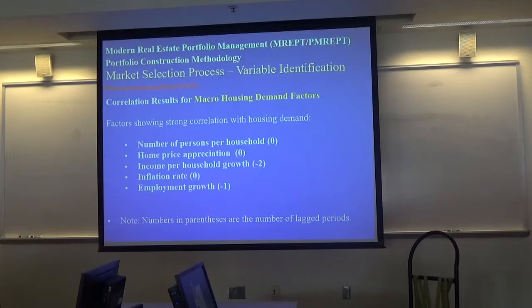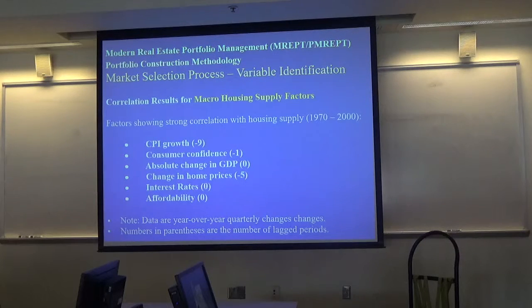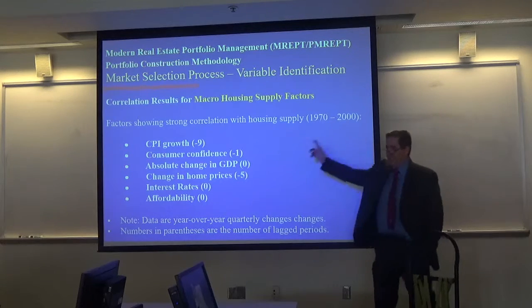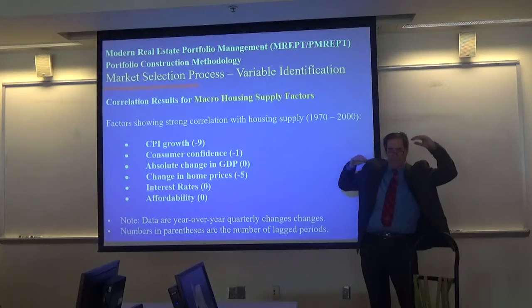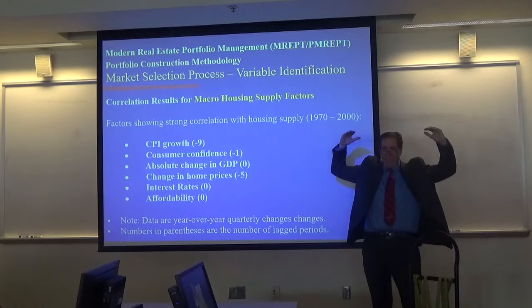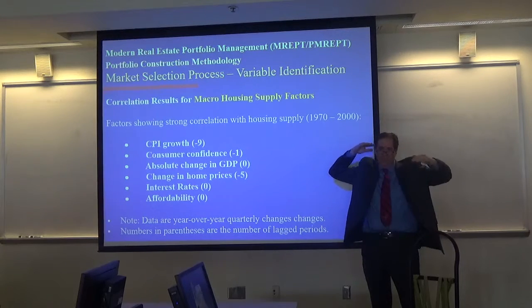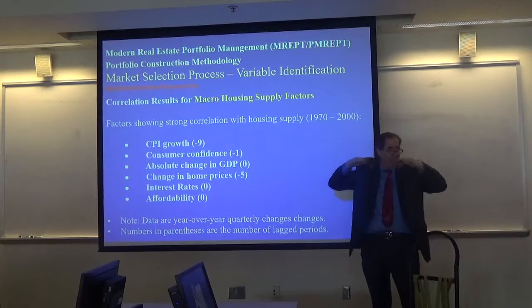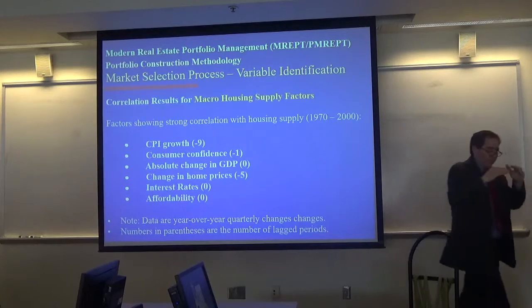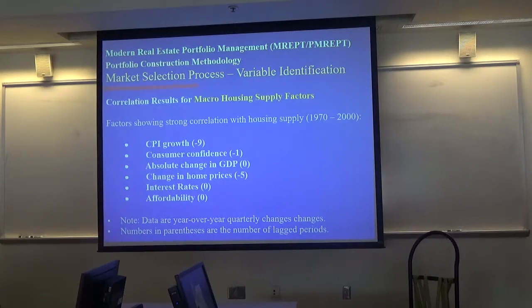Those were demand factors. And then on the supply side, it was inflation, consumer confidence, absolute change in GDP, change in home prices, interest rates, and housing affordability that were the best predictors for the supply. And by getting these, total housing demand and total housing supply, I could calculate the share of total housing demand and supply for apartments. Okay? So I could drill down into our market.